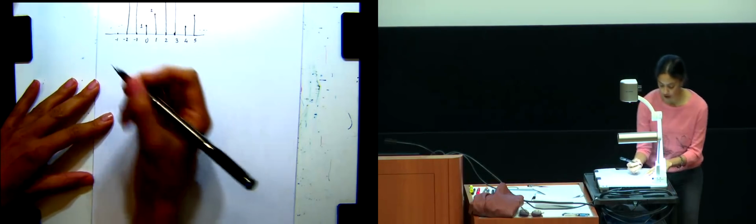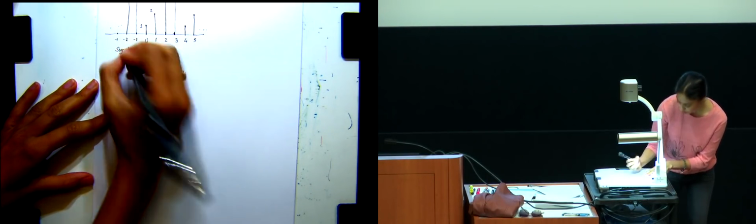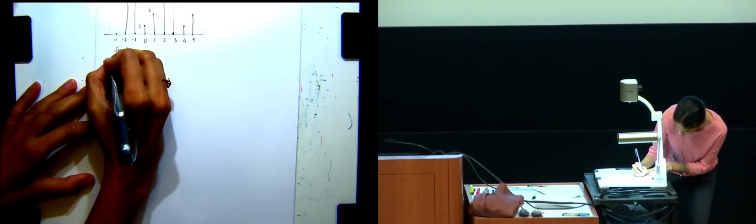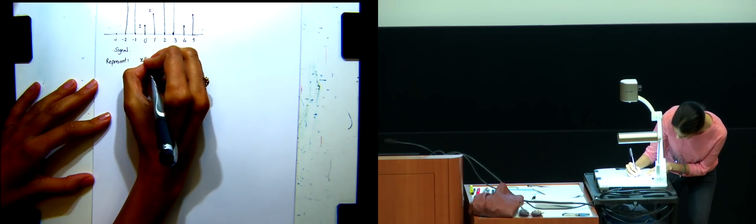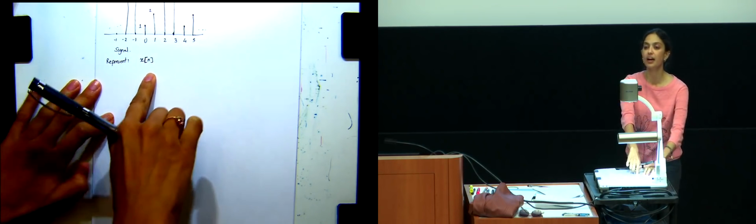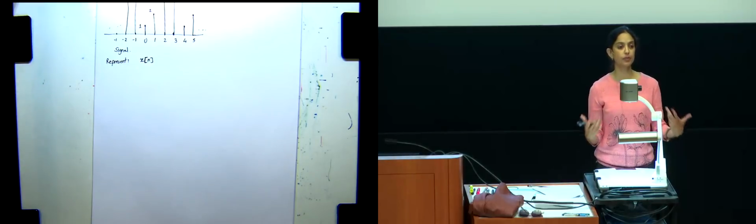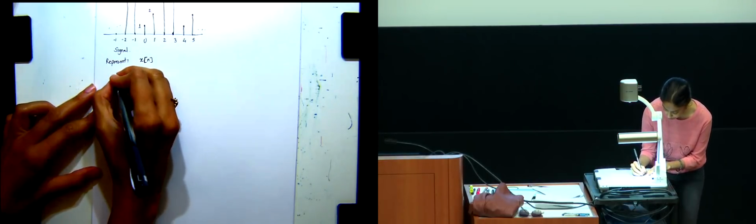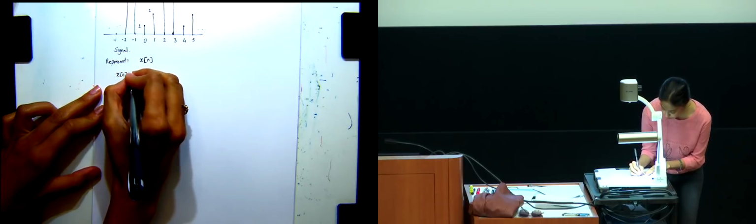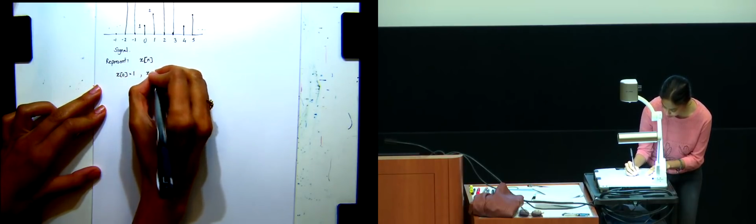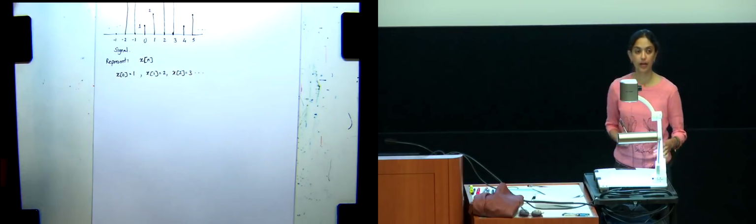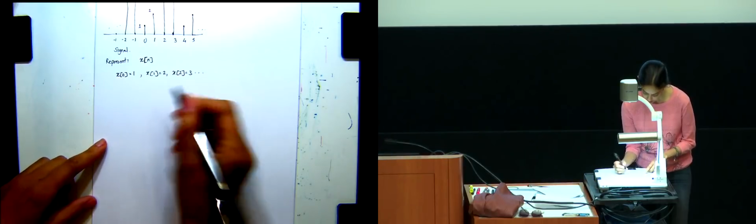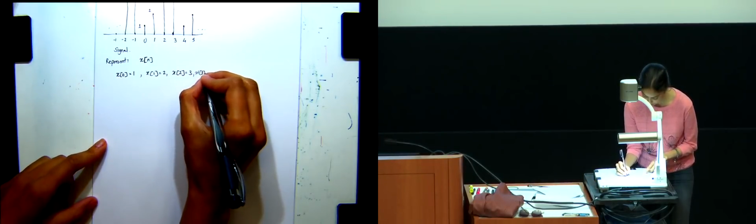And this is what we call a signal. We're going to represent it as x of n, where n is the time index, and x of n represents the value. So here we have, for example, x of 0 is equal to 1, and x of 1 is equal to 2, and x of 2 is equal to 3, and so on. And x of 3 is equal to 4.